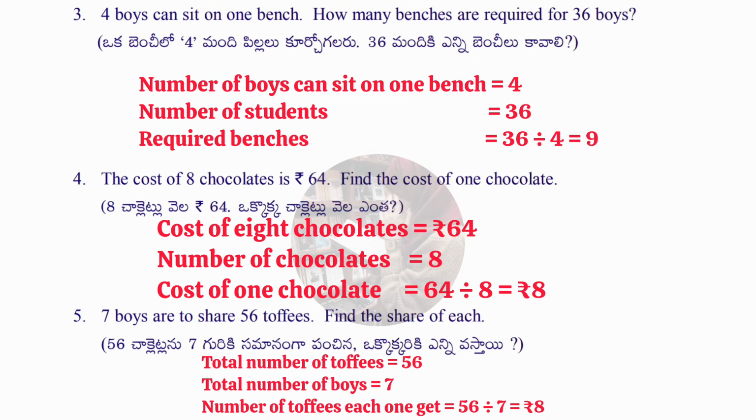Total number of toffees equal to 56. Okay, so total number of boys are 7. Now, number of toffees each one gets equals 56 divided by 7, which is 8, because 7 8s are 56. 8 is the answer. So each boy will get 8 toffees.